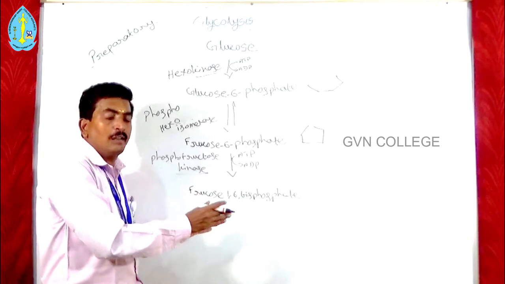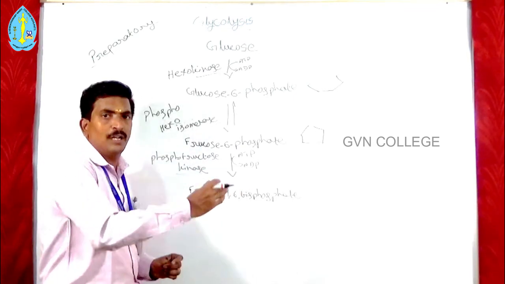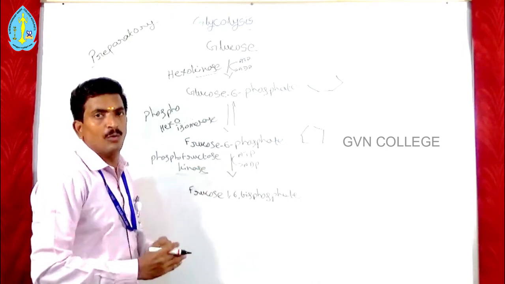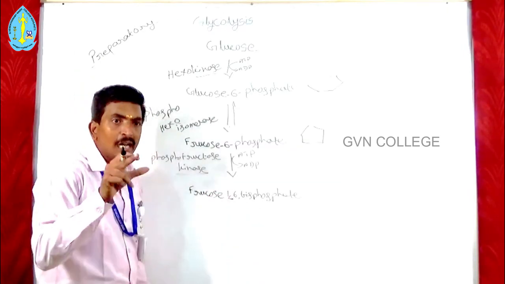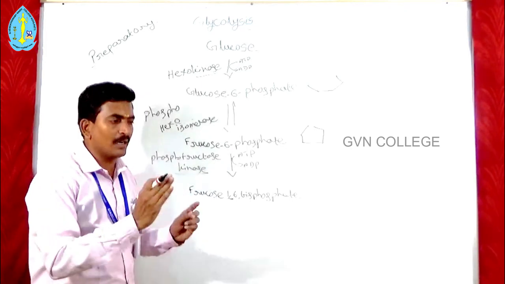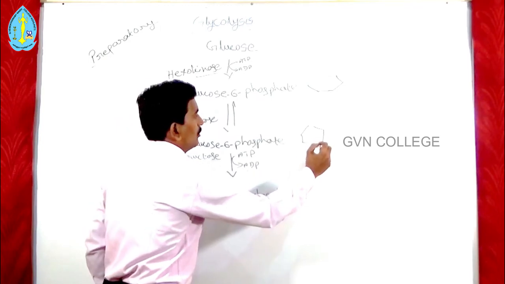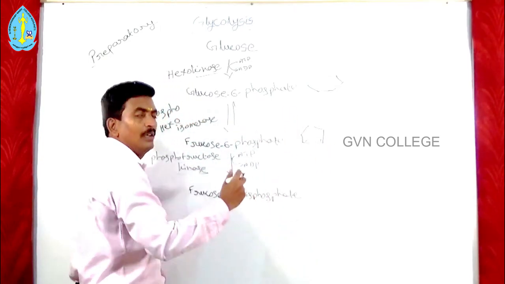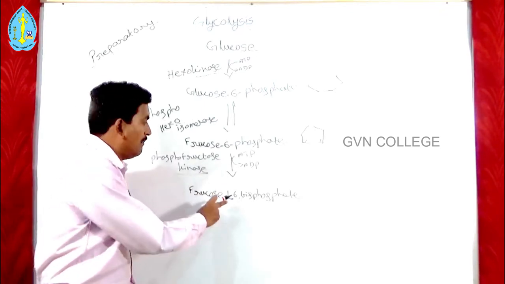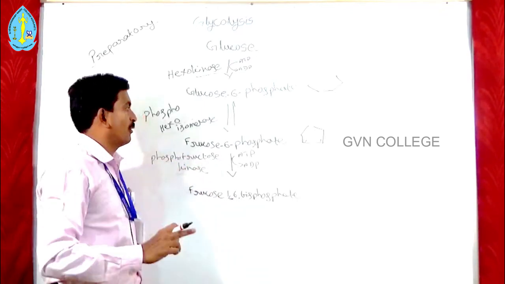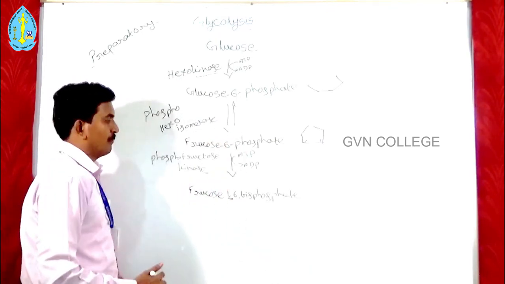This process prepares for the breakdown of fructose 6 phosphate into two 3-carbon compounds. Adding one new phosphate on the first carbon atom helps break the bond between the 3rd carbon and the 4th carbon of this fructose sugar. For that breakage, a phosphate should be on the first carbon atom of the fructose. So fructose 6 phosphate becomes fructose 1,6 bisphosphate.